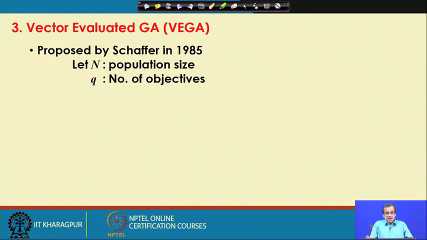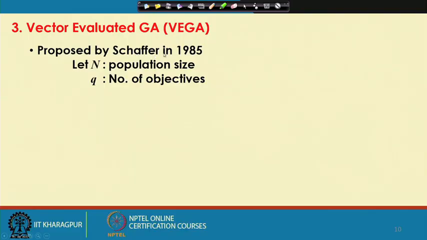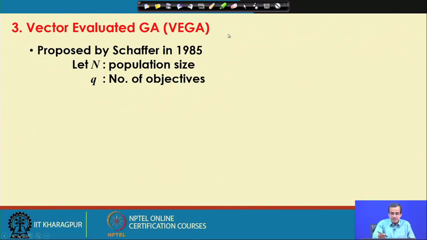Then I am going to discuss a third approach. This is popularly known as the vector evaluated genetic algorithm, in short, VEGA. Before I start, let me tell you that this approach is the first approach using a genetic algorithm to solve the multi-objective optimization problem, and it was proposed by Schaffer in the year 1985. So, as I told, this is the first approach.